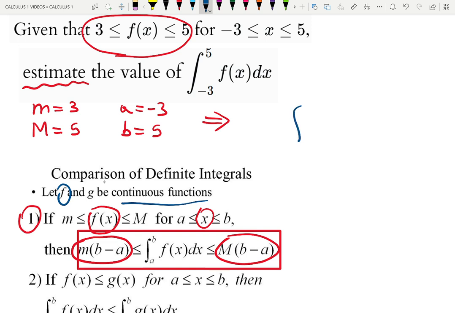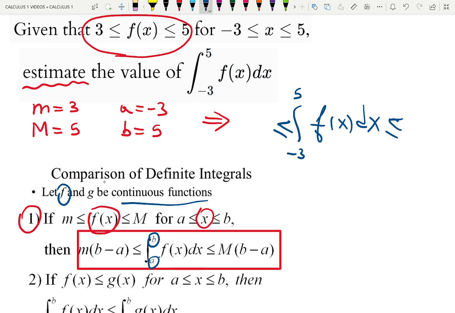Then we can say that the integral from minus 3 to 5, as you can see, a and b both go to the limits of integration, of f of x dx will be bounded by, and that's the official terminology, bounded by small m. Look at the left-hand side of the inequality. Kind of made it too messy. Let me do it like this. Here you go. Small m, which is 3, multiplied by b minus a, which is 5 minus minus 3, so it's going to be 5 plus 3.